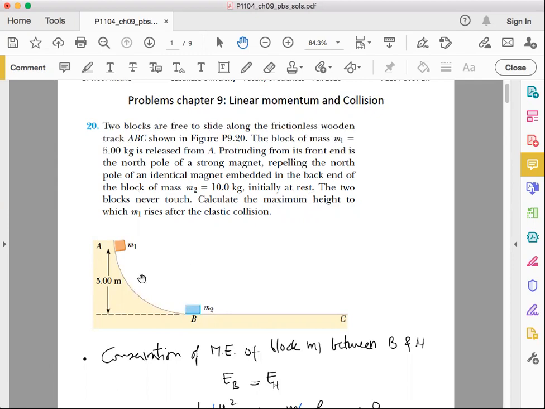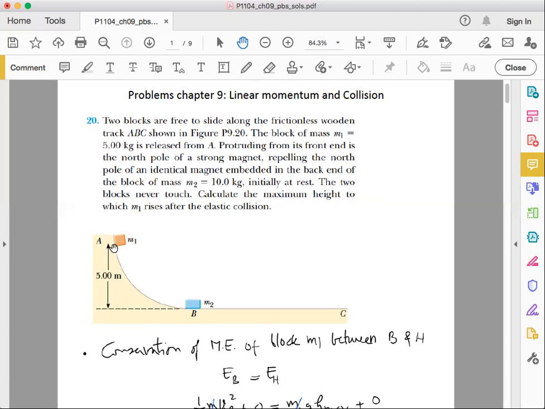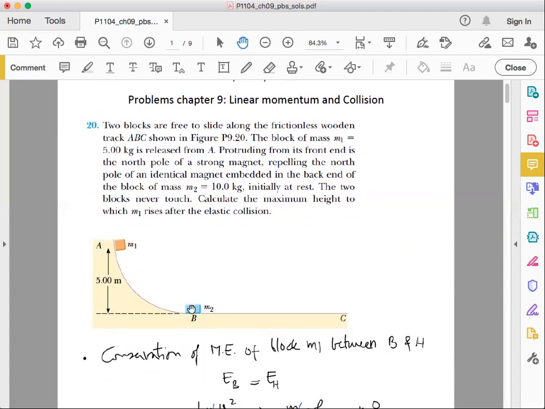So here is a summary. At the end of each block from both sides, so from this side for M1 and from this side for M2, you have the north pole of a magnet, and both magnets are identical, such that when M1 goes and approaches B, it will not touch, but it would just make a collision between M1 and M2, and it's going to be a repelling force. So M1 is released from rest, while the block M2 is at rest, not moving.